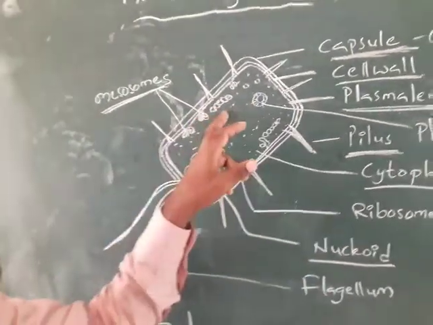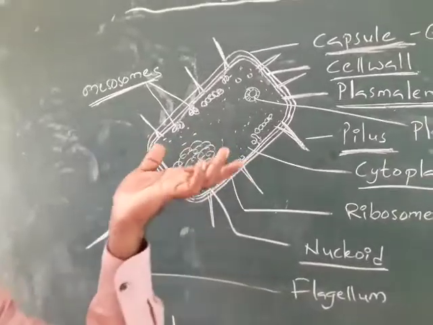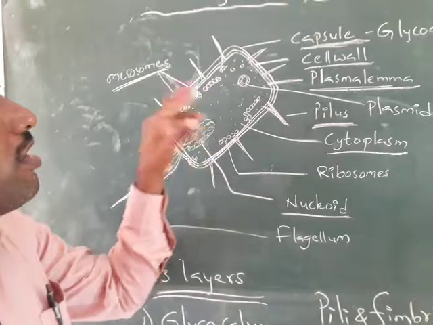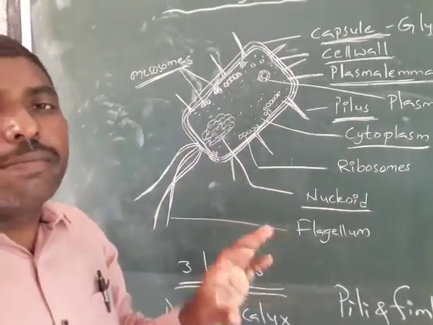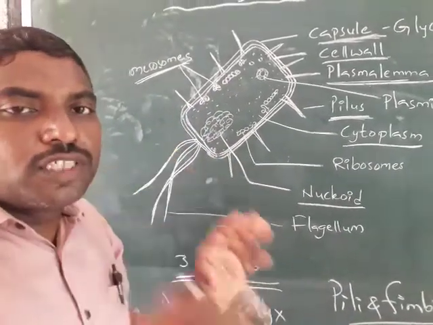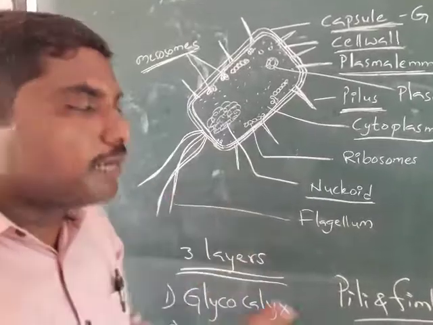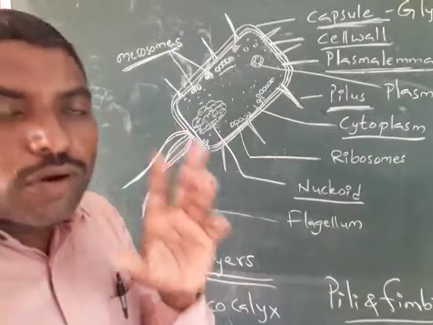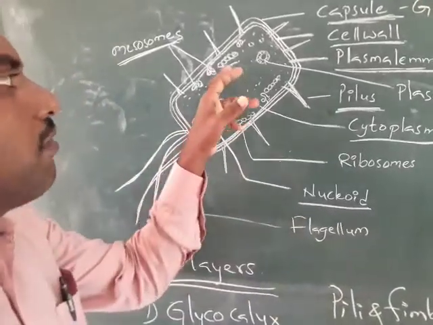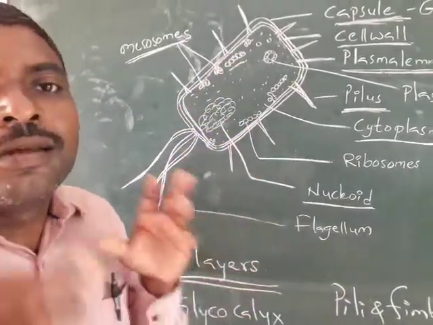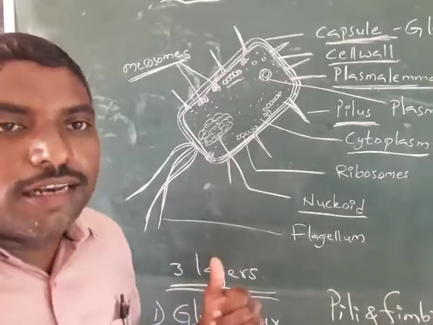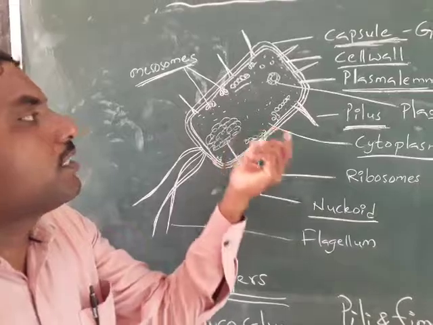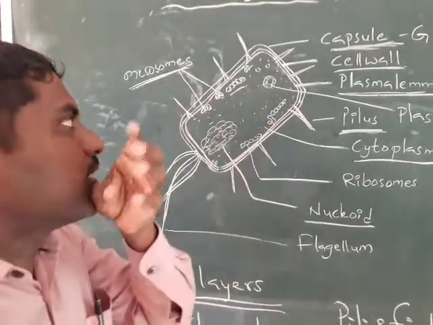Here the ribosomes are not bounded by any membrane, which means the membrane-bound organelles are all absent in prokaryotic organisms. Only ribosomes are present in prokaryotic organisms, because ribosomes do not have any membrane.